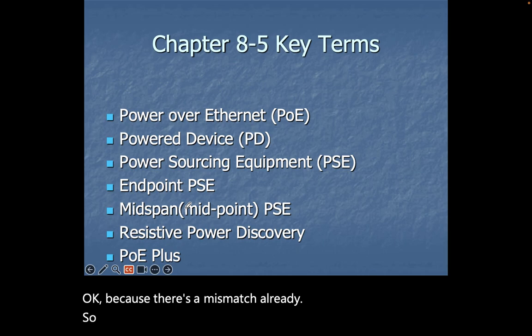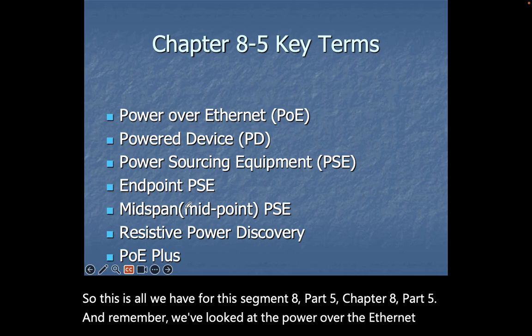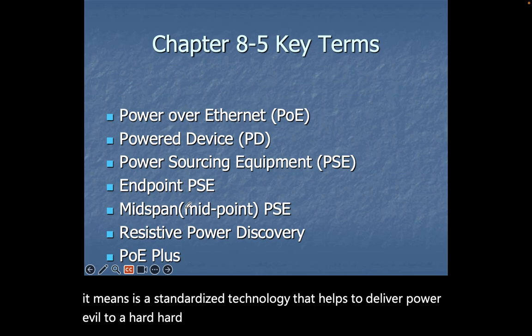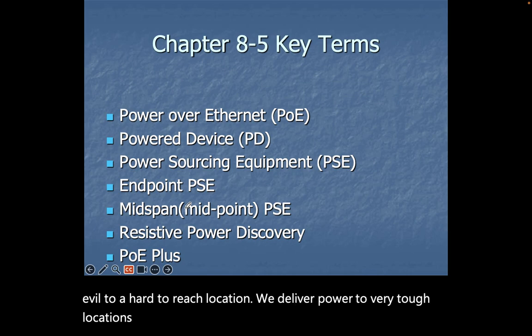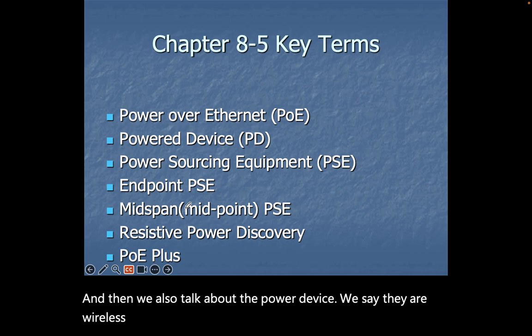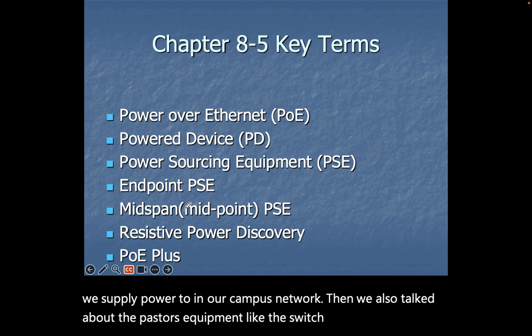So this is all we have for chapter 8 part 5. And remember, we've looked at power over Ethernet. It is a standardized technology that helps to deliver power even to hard to reach locations. It delivers power to very tough locations for our powered devices on the campus network. And then we also talked about the powered devices: our wireless access points, our IP phones, and every other device we supply power to in our campus network. Then we talked about the power source equipment, like the switch, that helps to bring the power to these devices.